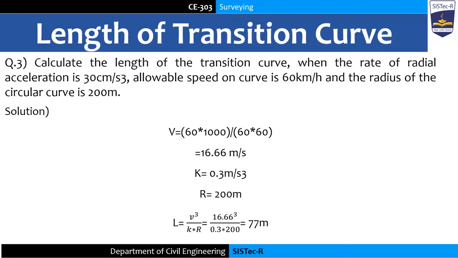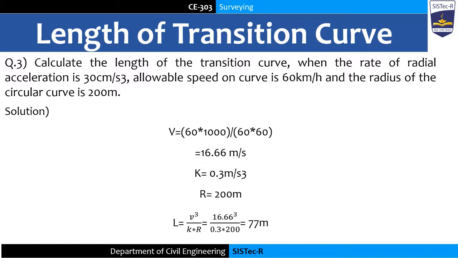So till now we have seen the numerical based on the two criteria for the calculation of length of transition curve. Now we will see the next numerical based on the third criteria for the calculation of length of transition curve. The given question is: calculate the length of transition curve when the rate of radial acceleration is 30 centimeter per second cube, allowable speed on the curve is 60 km per hour, and the radius of the circular curve is 200 meter.